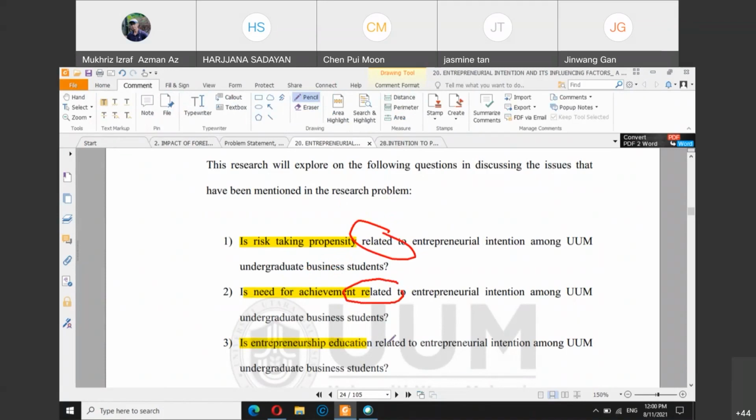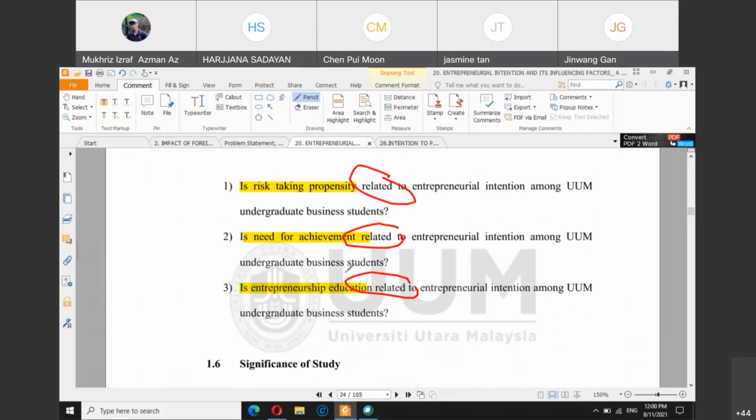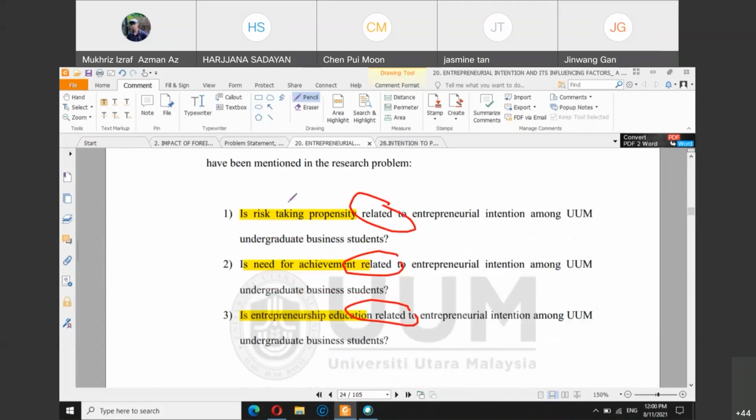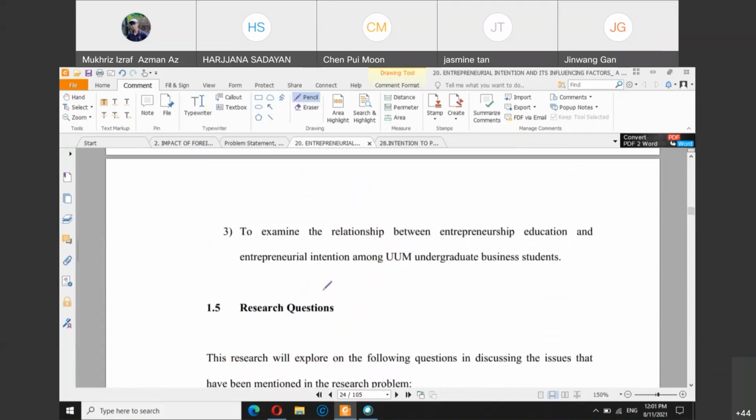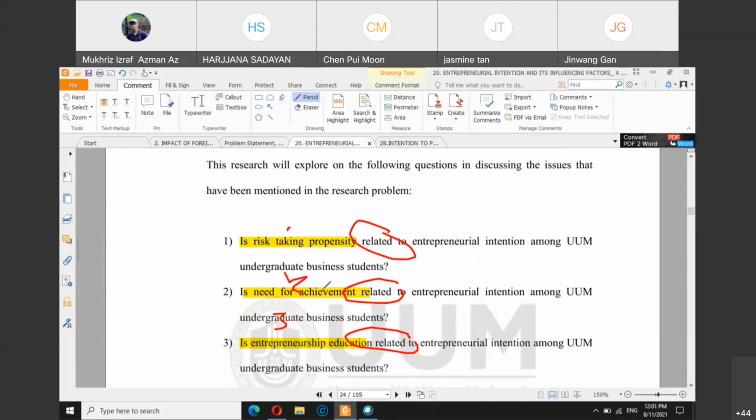Okay, so the choice of words, I mean, you can rewrite this in a different way. Is there any relationship between risk-taking and entrepreneurial intention? Is there any relationship between need for achievement and entrepreneurial intention? So basically, you are repeating the sentence three times, but focusing on different aspects. So this is 1, 2, and 3. Three different objectives that you want to answer, based on the issue that you raise in the problem statement.